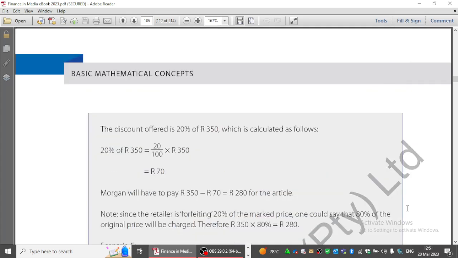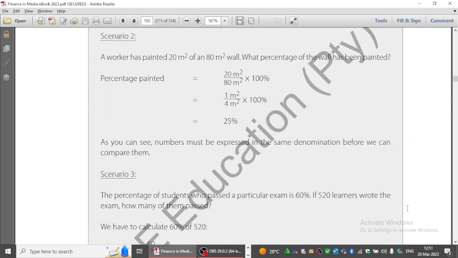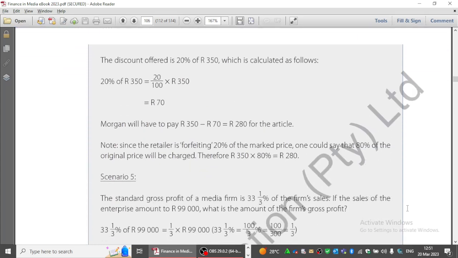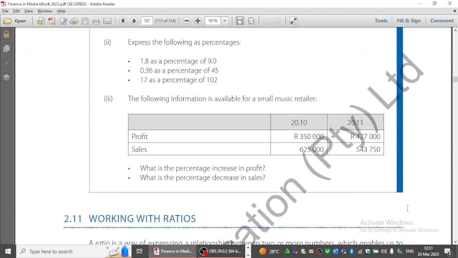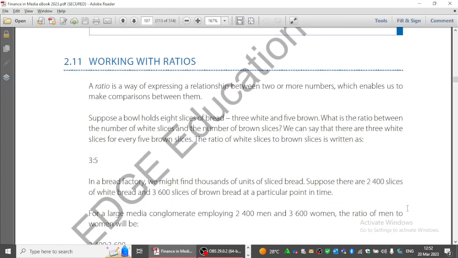So for today's lesson, I'm just going to go to today's lesson so that we cover what we have to work with for today. So today we'll be covering what we call working with ratios.